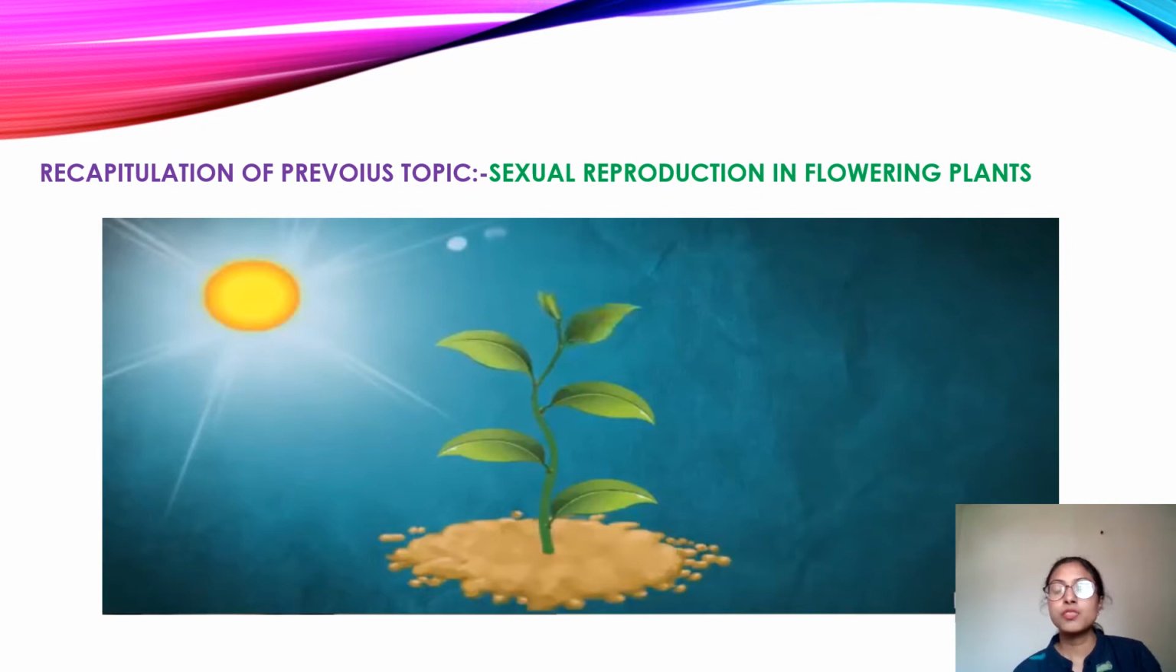So here in this video, you saw that after the process of sexual reproduction in plants, the ovules form the seed and the seed is then capable of producing a new plant. So this is about the sexual reproduction in flowering plants. Now we will see how sexual reproduction in human beings occurs.